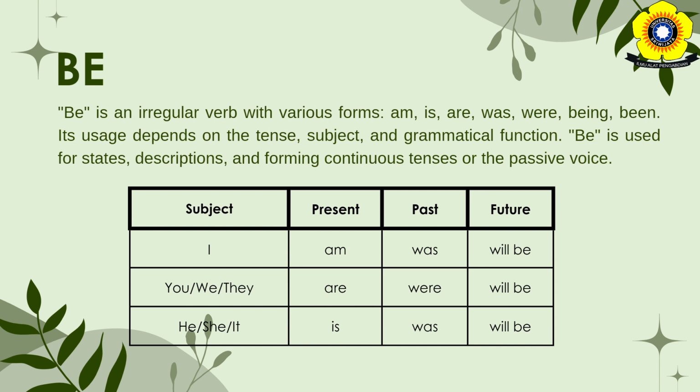For subject I, we use am in present tense, was in past tense, and will be in future tense. For subject you, we, and they, we use are in present, were in past, and will be in future. For he, she, it, we use is in present and was in past, and lastly will be also in future.